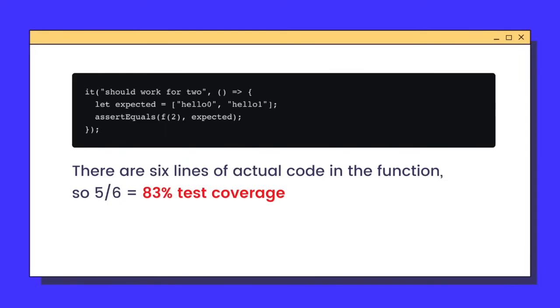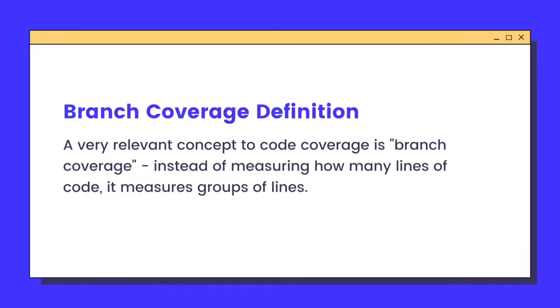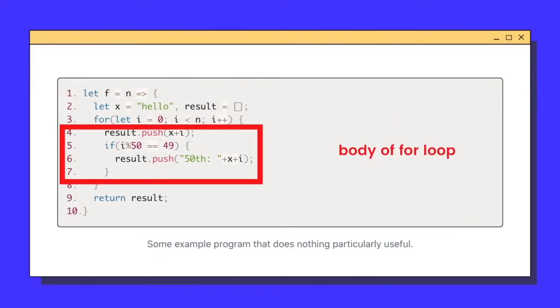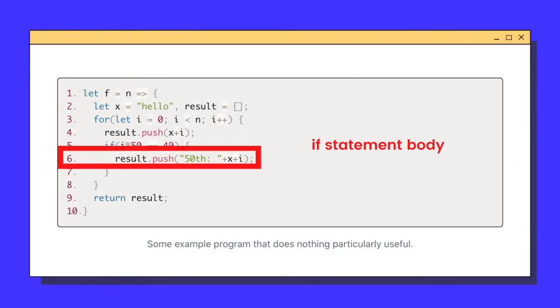A related concept is called branch coverage. So instead of measuring how many lines of code, it measures groups of lines. In our example above, there's actually three branches. There is the main branch, there's the body of the for loop, and there's a third branch called the if statement body.